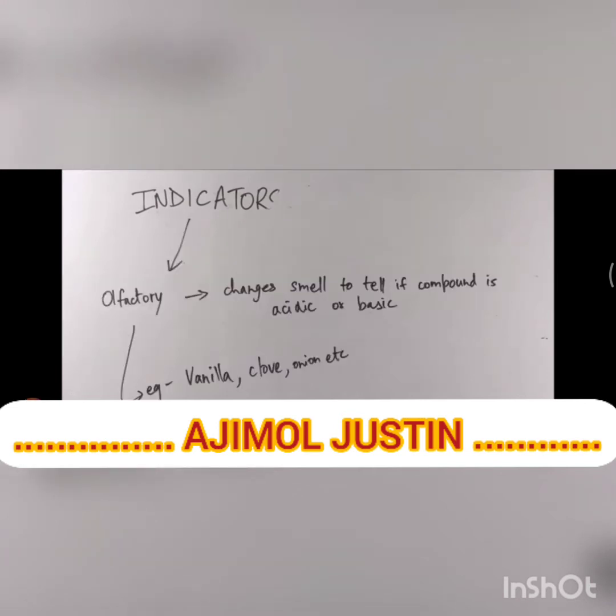Now there is another type of indicator known as olfactory indicator. An olfactory indicator changes smell to tell if a compound is acidic or basic. Examples are vanilla, clove, onion and garlic.